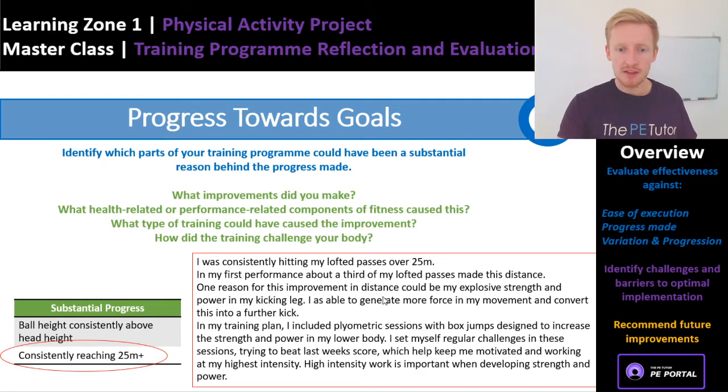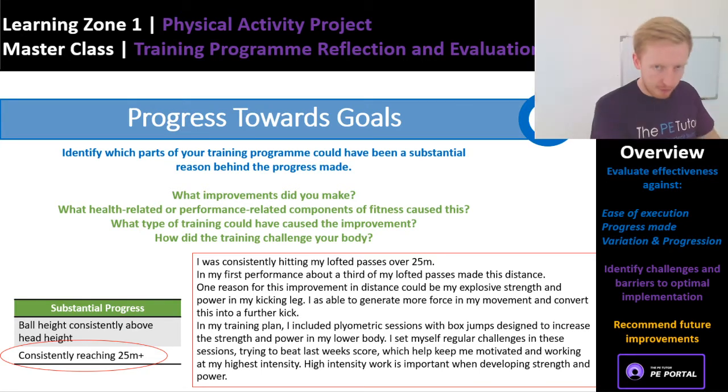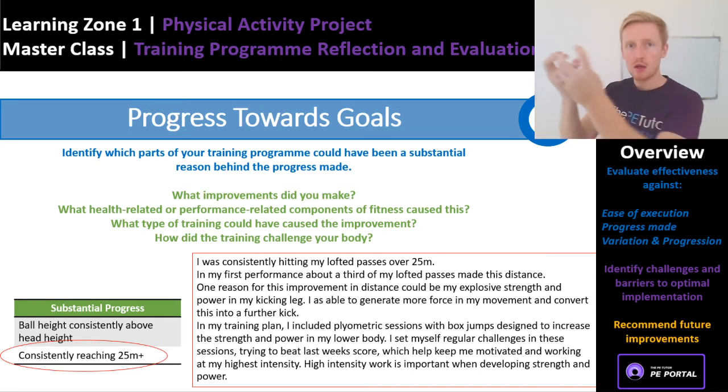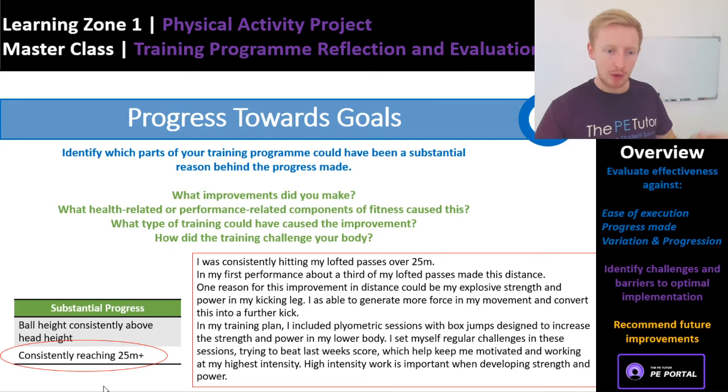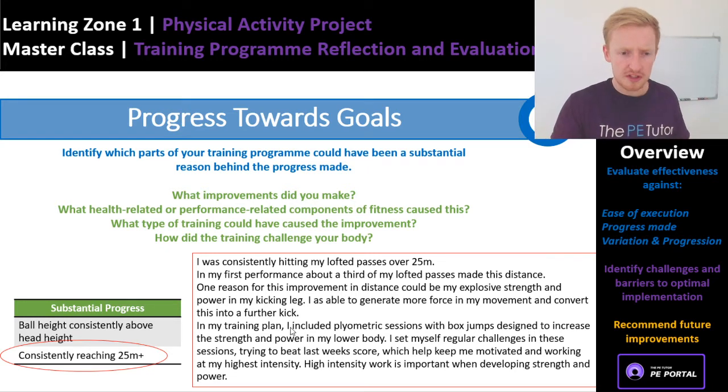One reason for this improvement in distance could be my explosive strength and power in my kicking leg. I was able to generate more force in my movement and convert this into a further kick. So I'm explaining how my performance has changed, which has led to my goal being met. Now I look at my training program. Why? What caused this improvement in explosive strength and power? Well, I included plyometric training sessions with box jumps. So perhaps me trying to beat last week's score kept me motivated, it kept me progressing and overloading my body, it kept my leg muscles working at my highest intensity, which is important when developing strength and power.